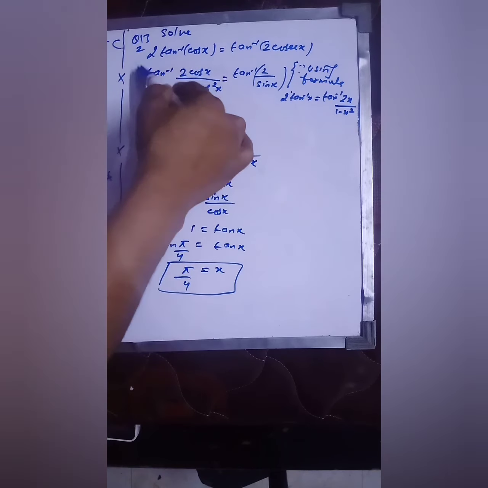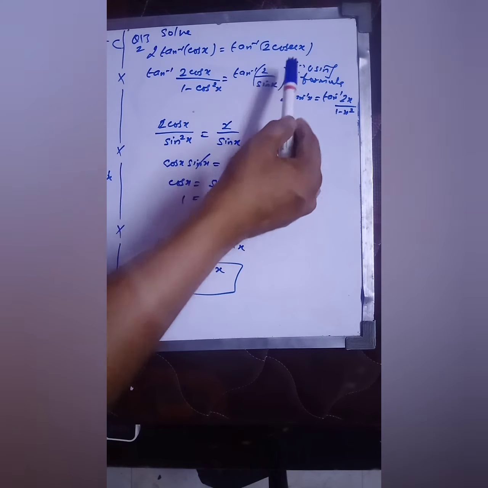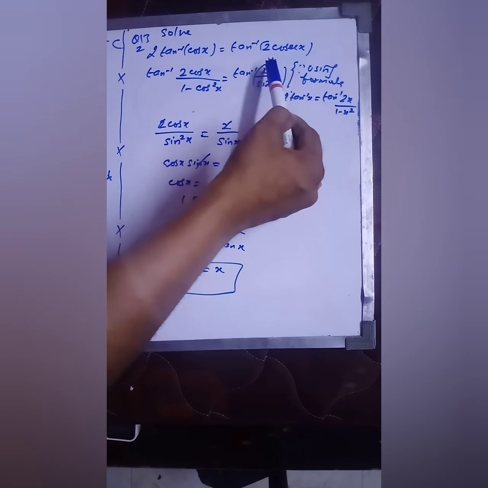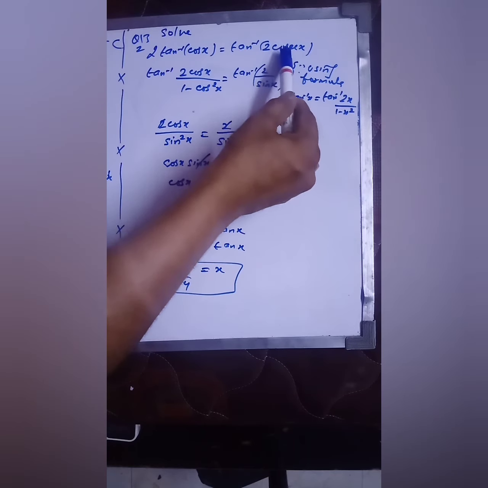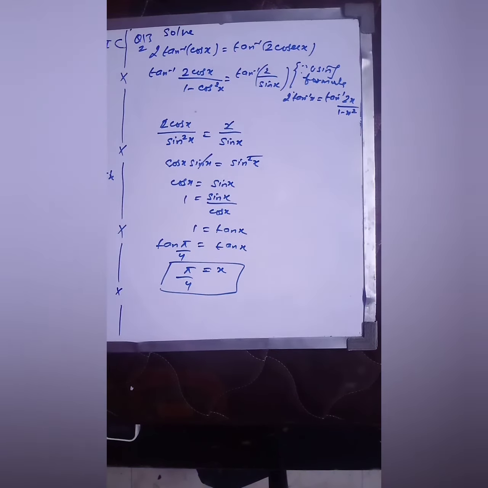Fine, and your formula will be this, and your right hand side will remain the same, but in place of cosec x we can write 1 upon sin x. So I have just written in place of cosec x, that is 1 by sin x. Now I think this step is clear.